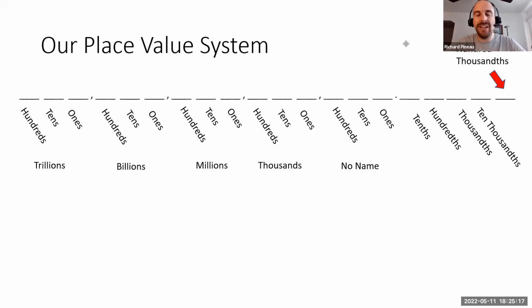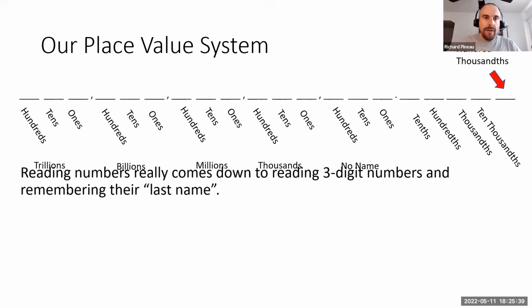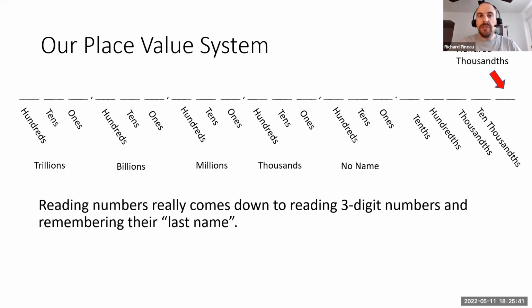Now, you should notice that when we are on the right side of the decimal, all of those place values have the "ths" on the end, okay? So make sure you do emphasize that, and if you're writing out the number, make sure you do include the "ths" on hundredths, because it is different than hundreds. Very, very important. Now, reading numbers really comes down to reading 3 digits at a time.